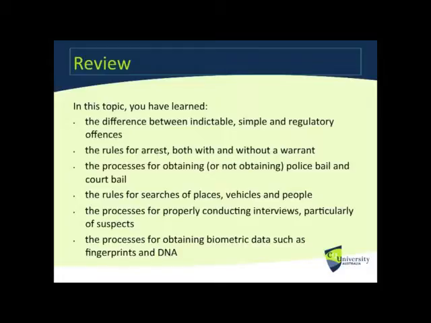So there we have it. This week we've looked at the difference between the different types of offences. We've looked at what happens to give police the right to arrest somebody either with or without a warrant. We've looked at, after that arrest, what happens in terms of the person getting police bail or court bail or going off to remand. We've looked at when police can search places, vehicles and people, and within places we've looked specifically at crime scenes. We've looked at the processes for properly conducting interviews, particularly those of suspects, and we've looked at the processes for obtaining biometric data such as fingerprints and DNA.